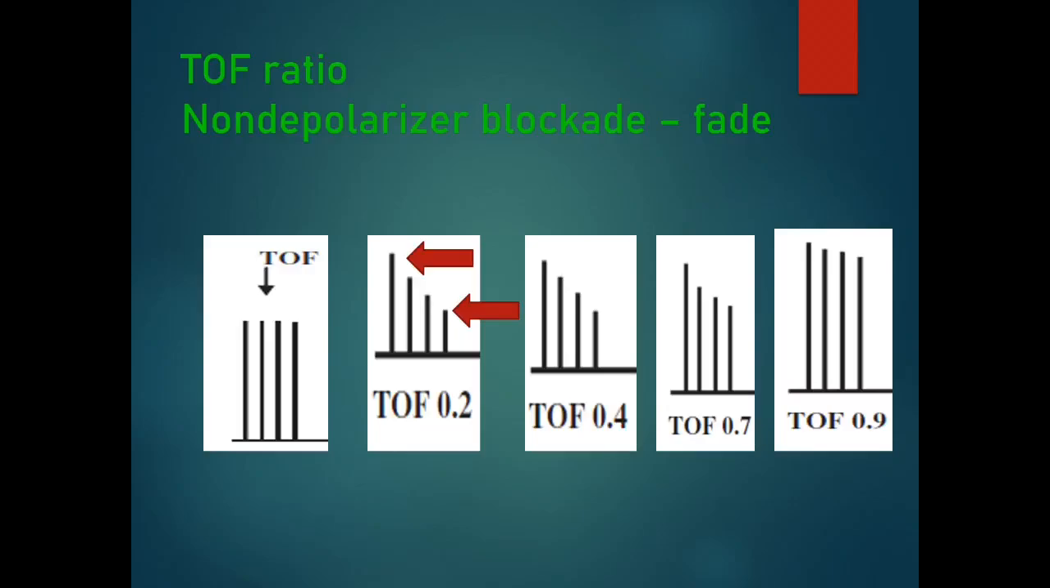Repeat, a non-depolarizer blockade produces a fade in the initial phases, but during the time of recovery, you can see that slowly it improves from 20%, 40, 70 and gets back to 90%.